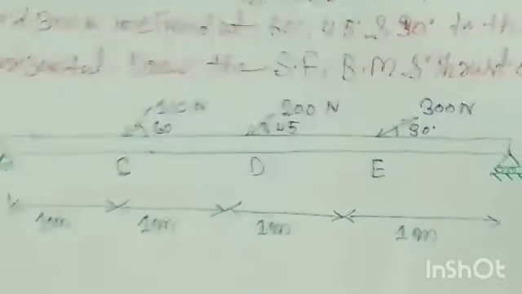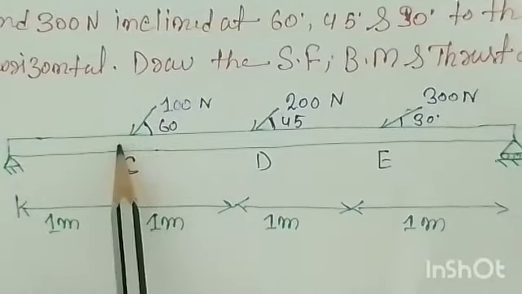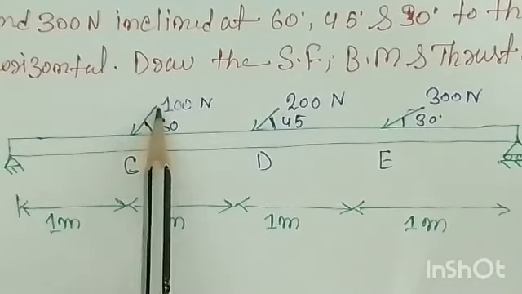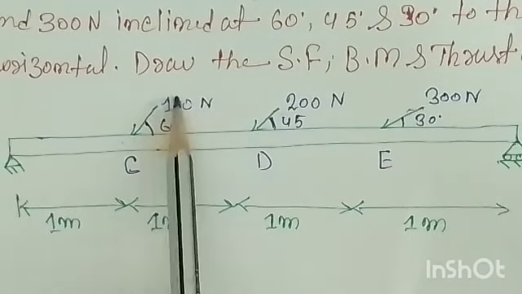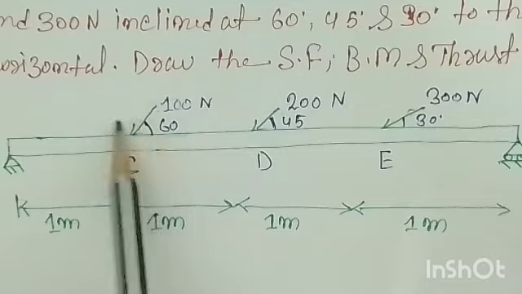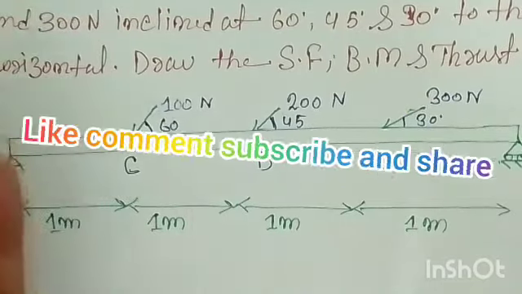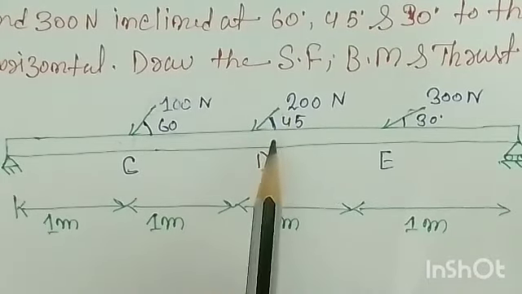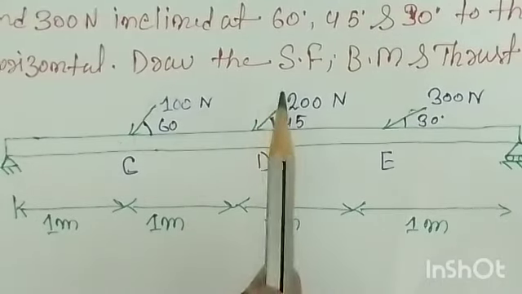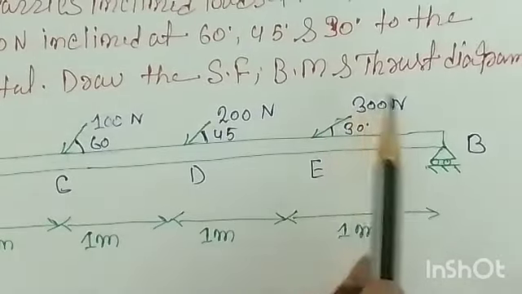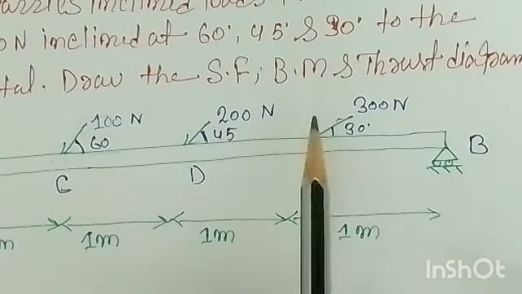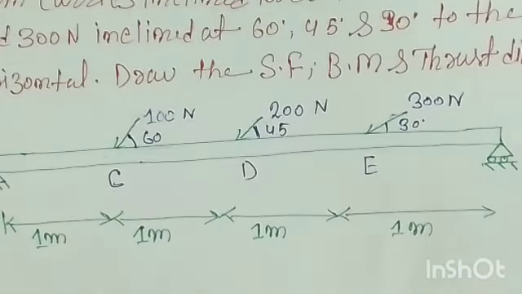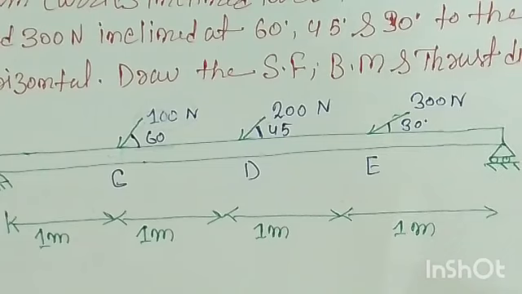First of all, we have these three forces acting on the beam at points C, D and E, and these forces are inclined. So we have to resolve them into horizontal and vertical components. For the 100 Newton force, inclined at 60 degrees, the horizontal component will be 100 cos 60 and the vertical component is 100 sin 60. Similarly, for the 200 Newton force the horizontal component is 200 cos 45 and the vertical component is 200 sin 45. For the 300 Newton load, the horizontal component will be 300 cos 30 and the vertical is 300 sin 30. That you know from your engineering mechanics, which is how we resolve inclined forces.